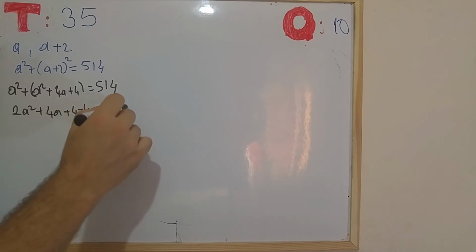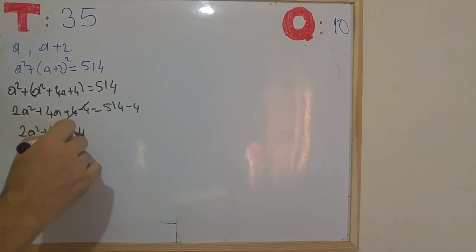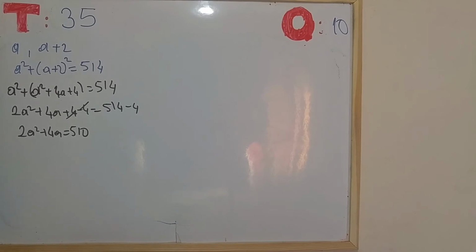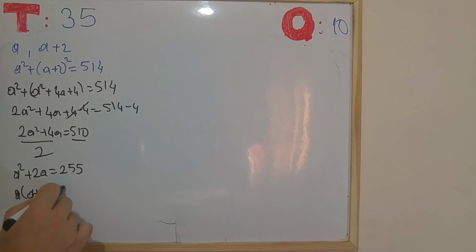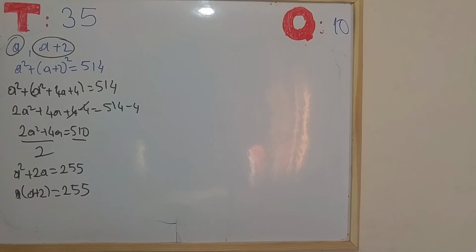Let me subtract 4 from each side so that I'm going to have 2a square plus 4a is equal to 510. Let me divide each side by 2 now. So what I'm going to have is a square plus 2a is equal to 255. When I take this into parentheses, a times (a plus 2) is equal to 255, which means that the multiplication of my two consecutive numbers is equal to 255.